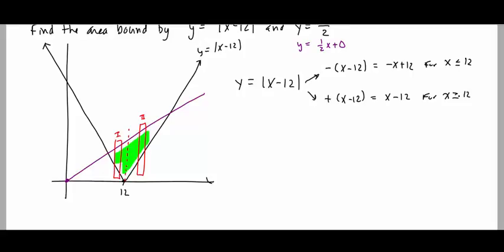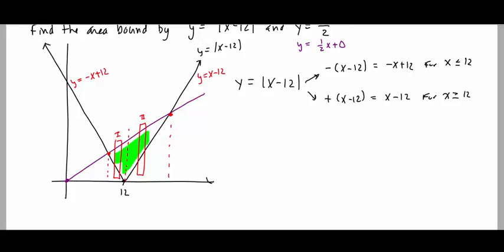So on the left hand side, I want to figure out what this point of intersection is. And on the right hand side, I need to figure out what the point of intersection is as well. I know the middle one is 12. So on the left hand side, this would be y equal negative x plus 12. And on the right hand side, this would be y equal x minus 12.